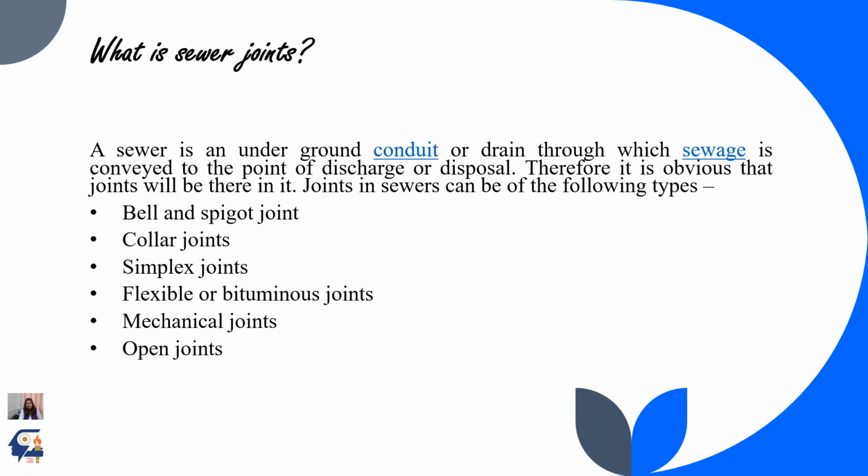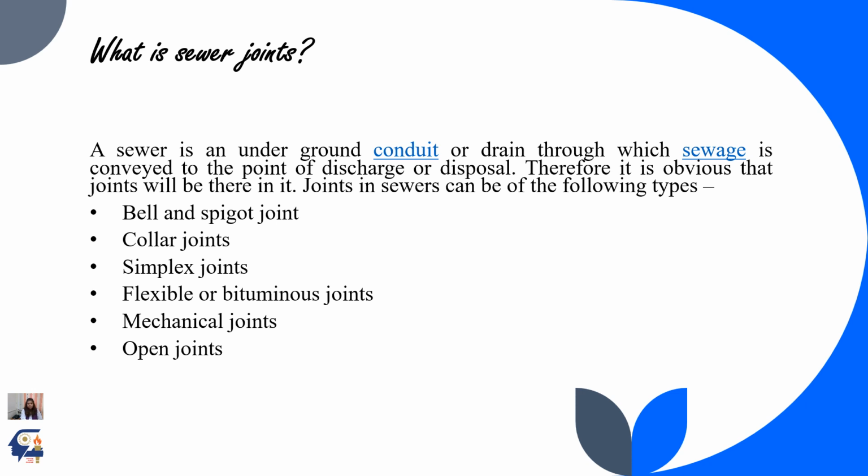Next we have to understand sewer joints. A sewer is an underground conduit or a drain in which sewage is conveyed from a point of discharge to be disposed. So there will be different types of joints involved in a sewer.